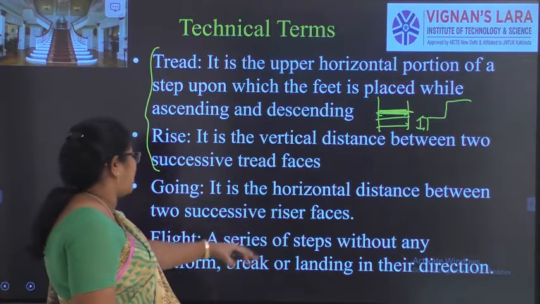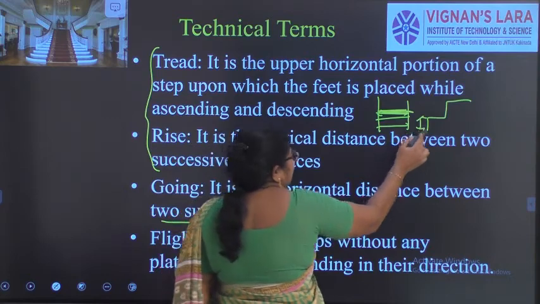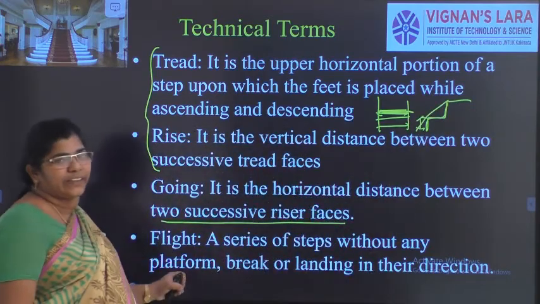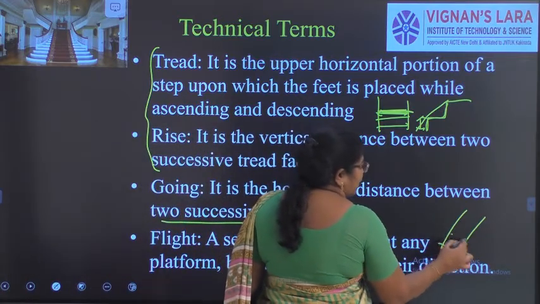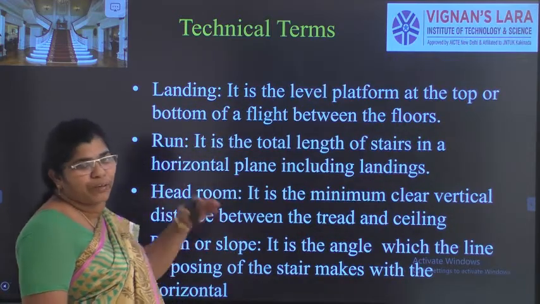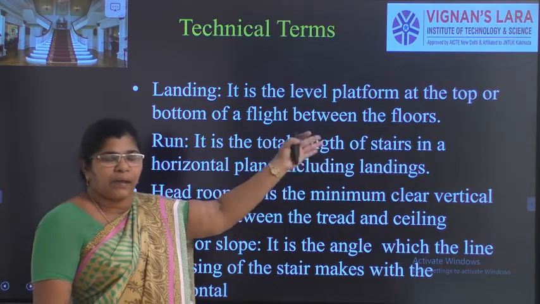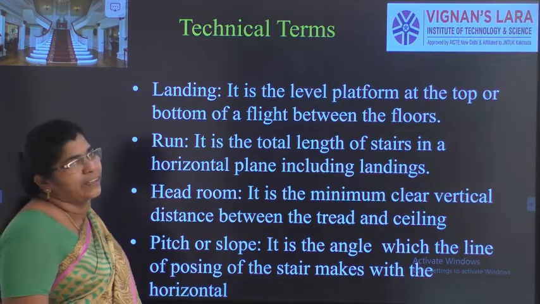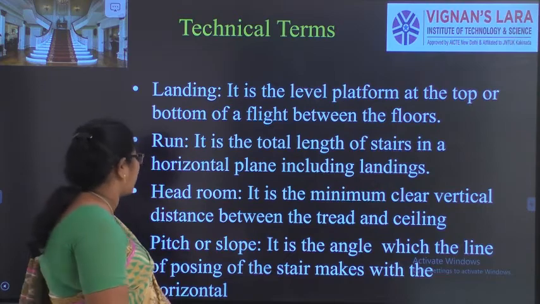And going is the horizontal distance between two successive riser faces. This we call a going. And the flight is a series of steps that reaches one floor. This whole thing I call a flight. Landing is the platform provided at the top of the flight in order to go to the next step or go to that floor, right? And run is the total length of the staircase in a horizontal plane, including the landings. We call it a run.